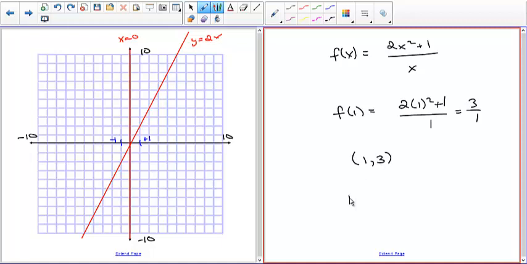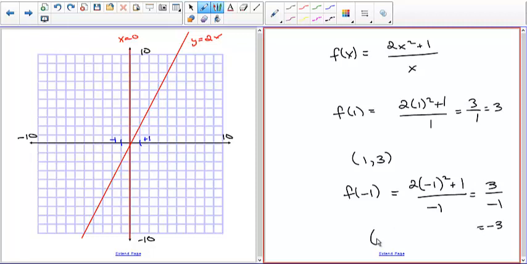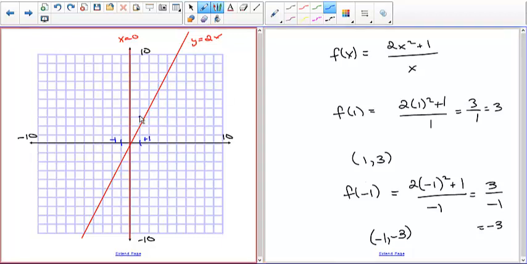And we're going to do f of -1, which is going to be 2 times -1 squared plus 1 over -1. -1 squared is +1, so 2 times +1 is 2 plus 1. So you get 3 over -1. This is equal to -3. So we have -1, -3. So we can plot those points. 1, 3. So that's the point right there. -1, -3. So with that, we probably could draw a reasonable thing.